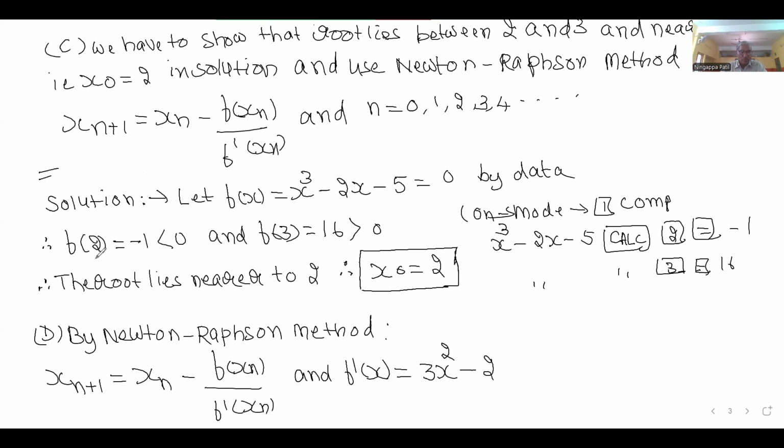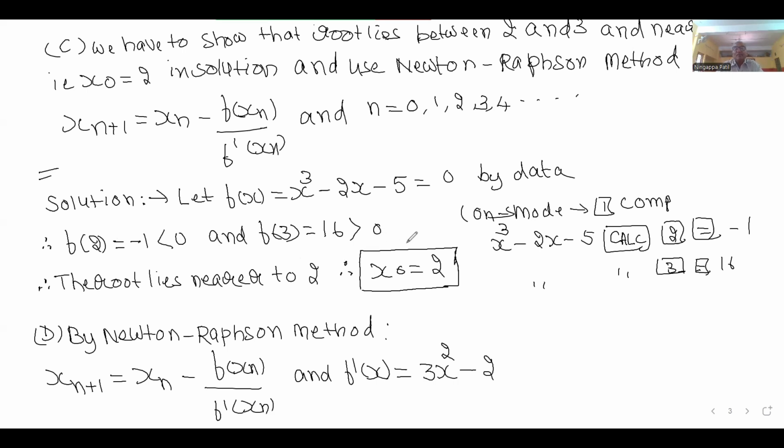Then f of 2: you bring x cube minus 2x minus 5 in the calculator. On the calculator, mode button, 1 COMP, and x cube minus 2x minus 5 on the display. Press the calculate button, it asks the value of x. The value of x is 2. Press equal to button, minus 1 you are getting. So f of 2 equal to minus 1, smaller than 0.